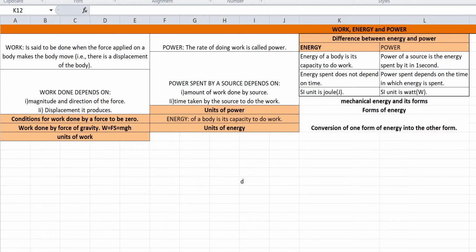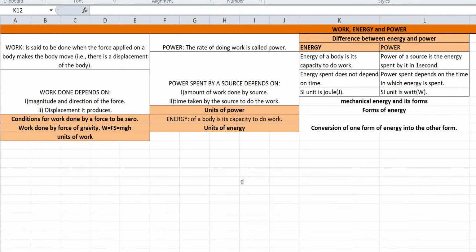The energy possessed by a body by virtue of its position is potential energy. That is given by mgh. In potential energy we have forms: gravitational potential energy, which is due to change of position, and elastic potential energy, due to changed configuration.